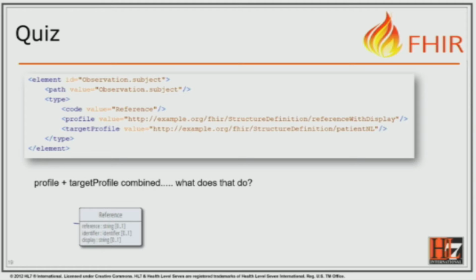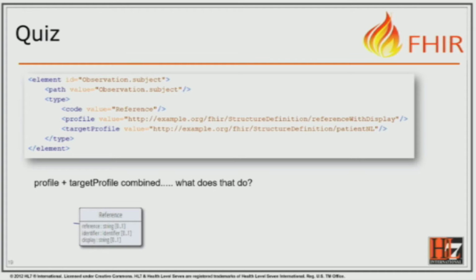And that brings us to an interesting, actually, you're offering a perfect use case for something that I wanted to show you here in the form of a quiz, now that you know what I've told you so far. What would happen if I would say observation.subject is a reference, and that reference points to a patient NL, but it's also profiled? What does this combination actually mean? We've seen profile saying I want to change identifier to an identifier that's profiled by the structure definition. I've shown you target profile to show that if this is a reference, the thing I'm referencing is a patient NL. What does the combination of these two things do?